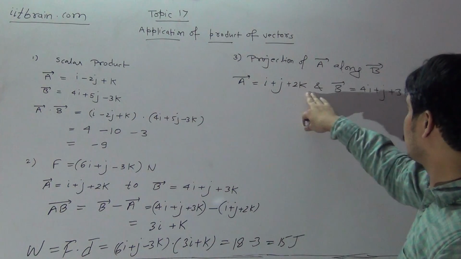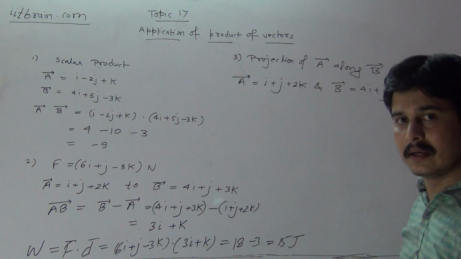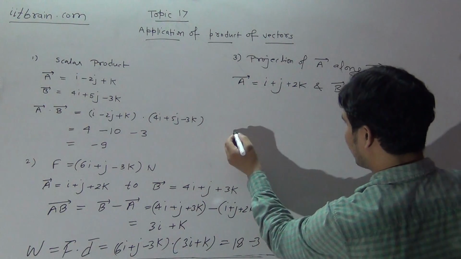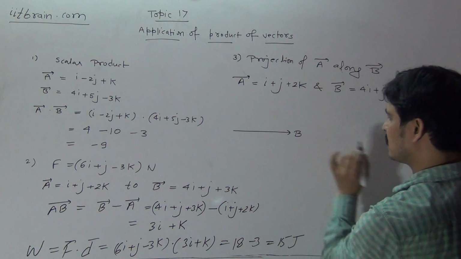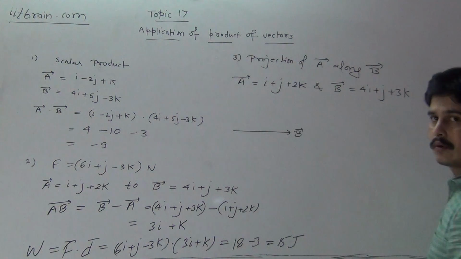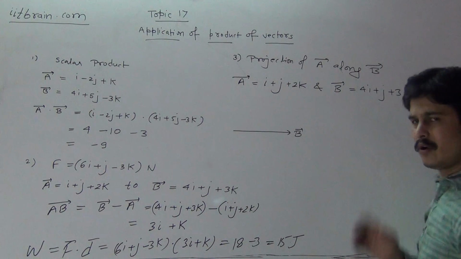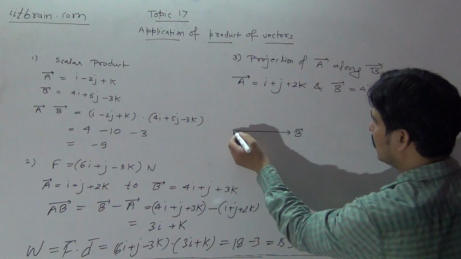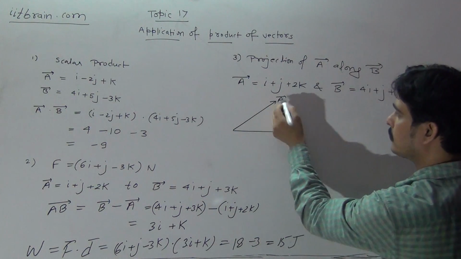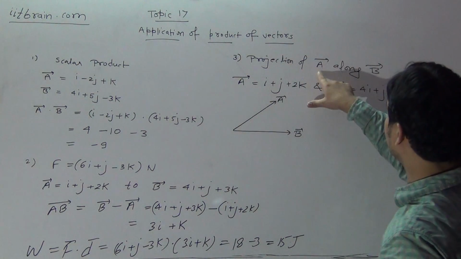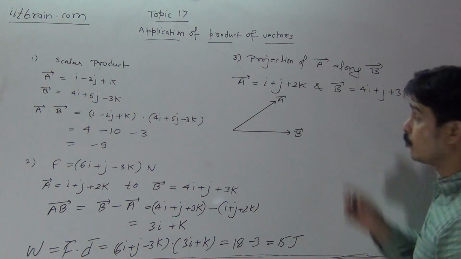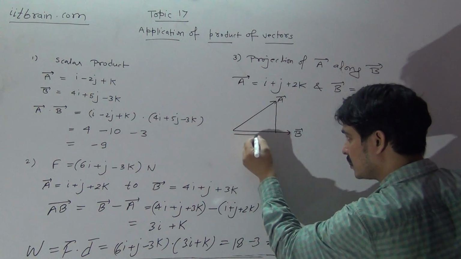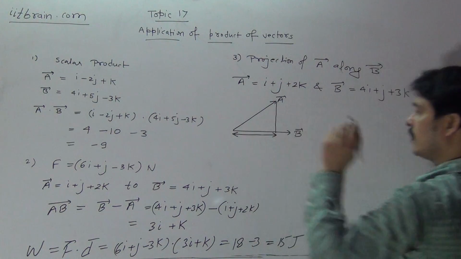Let a be i plus j plus 2k and b be 4i plus j plus 3k, and our motive is to find the projection of a along b. In geometry it is like this. Let this be b vector. Suppose b vector is not along the x-axis, it is 4i plus j plus 3k, but for our discussion we are doing this. So let this be b vector and a vector is this side. Then projection of a along b means this much length along this way. This is called projection of a along b.